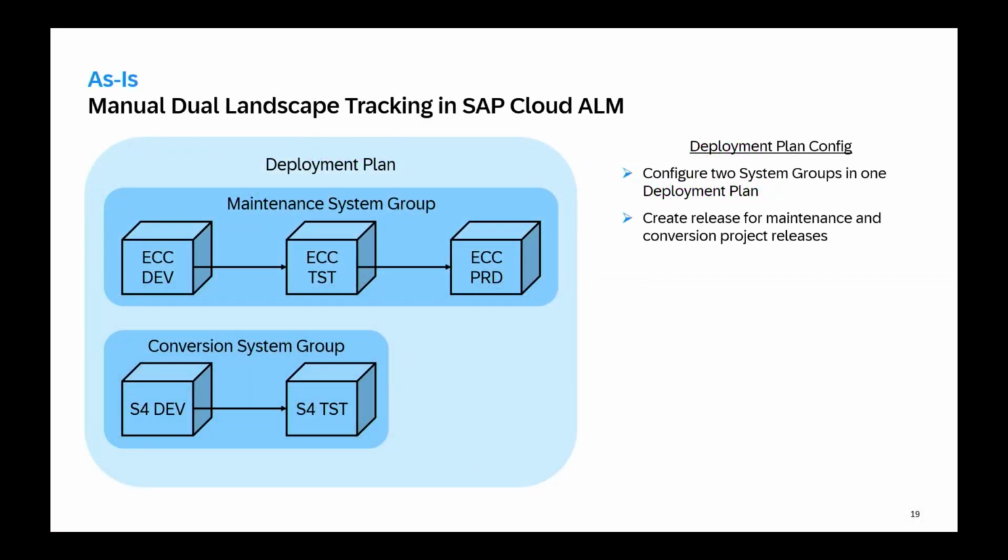And at the moment we have the options, as you know, in Cloud ALM, you can create a deployment plan. A deployment plan consists of several system groups. There we have, in that case, a maintenance system group and one for the conversion systems of the system landscape. That would mean you need to configure those two system groups in a deployment plan, and we would then as well recommend to create a release for the maintenance and for your conversion project.